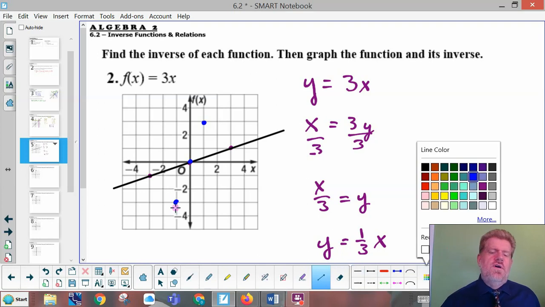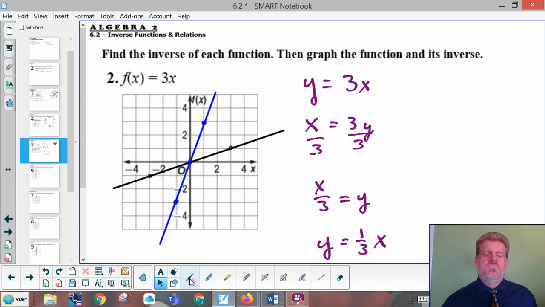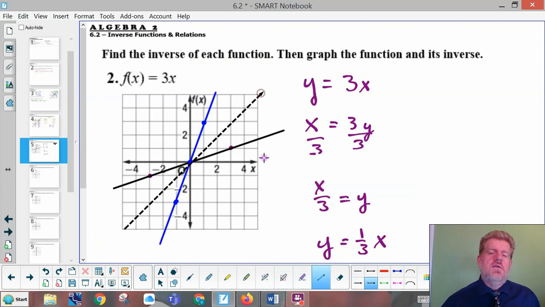Now, how do we know that this graph is correct? Well, besides the fact that we absolutely know we did the math correct. But look at its shape. Is that shape what we would expect? Is it flipped over this line?